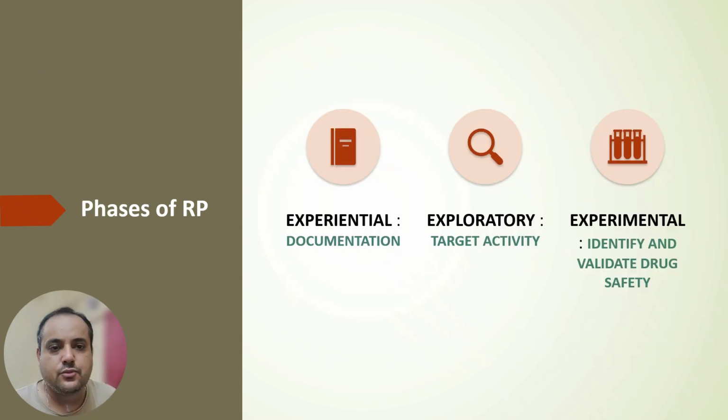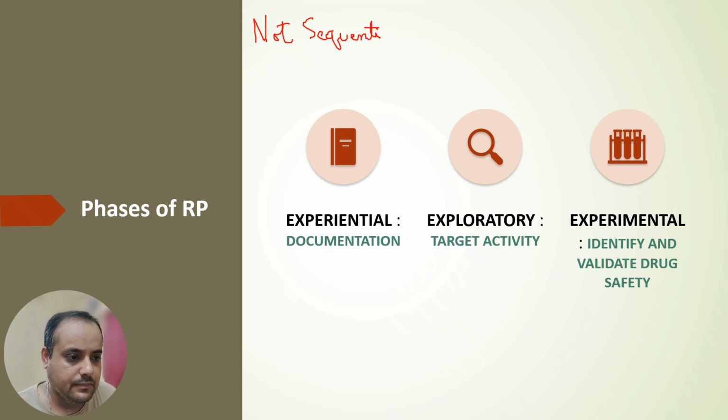Now students, what are the phases of reverse pharmacology? Reverse pharmacology classically has 3 phases. But please remember students that these 3 phases are not sequential, but rather they are mutually exclusive.